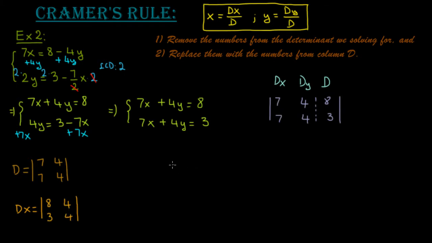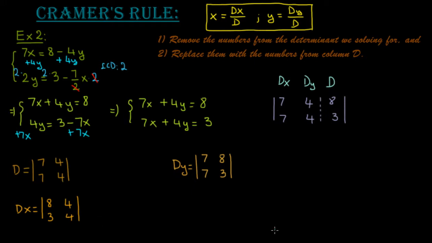Now let's set up the Dy. So Dy is equal to, we do the same thing, cross out the y column, then replace that by d. So we will have 7, 7, and then 8, 3. So Dy is equal to 7, 7, 8, 3. So we have all three determinants. Let's go ahead and solve for each of them.